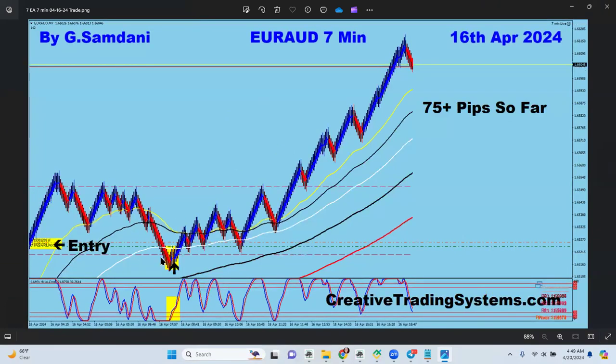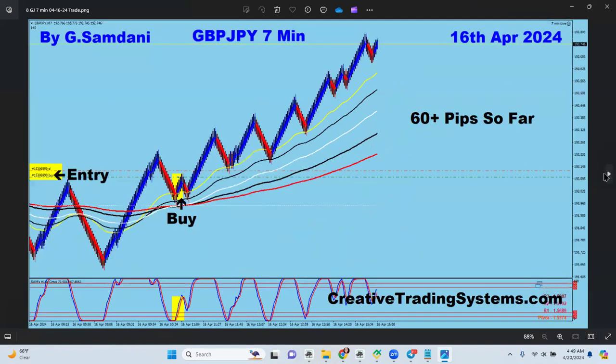Euro Aussie, again same thing here. The arrow is there. That means this trade was also opened by the EA, buy orders right there, and it is for 75 pip. And this one, Pound Yen, going to the upside, 60 pip on the 16th.